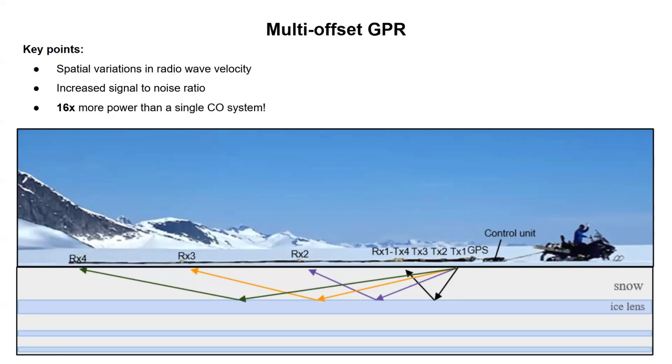offsets. In this diagram, I show our system and an example of a shot gather, where the first transmitter in the array sends energy into the snow, and this energy reflects off of an ice lens and back up to the receiver at a midpoint distance between that transmitter and receiver. When you run this through all of the transmitter receiver pairs, you can effectively measure the spatial variability of how fast that energy travels, also known as the radio wave velocity.